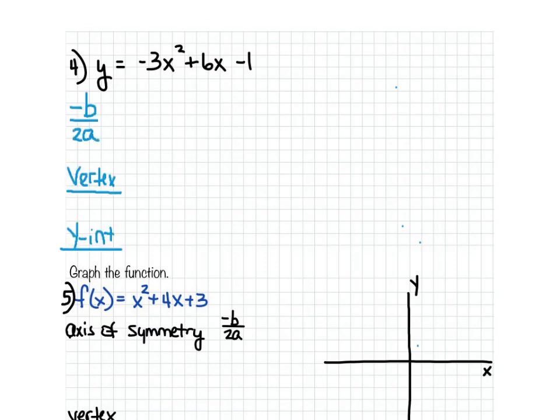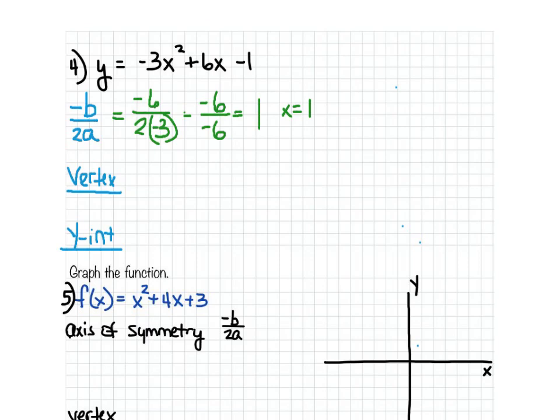Okay, to find the axis of symmetry, we will use -b divided by 2a. So, b in this equation is +6. Negative b, or the opposite of b, would be -6 over 2 times a, which is -3. So we have -6 over -6, so we know that our axis of symmetry is 1. So x equals 1. That is the equation of the line of our axis of symmetry.